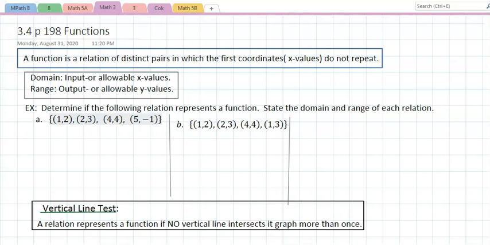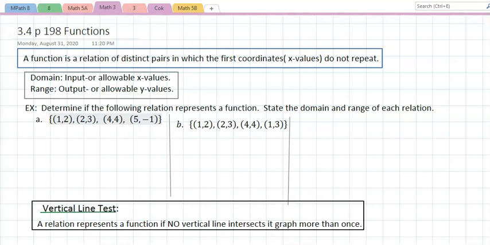Section 3.4 is on page 198. It talks about a function or functions. A function is a relation of distinct pairs, meaning different points, in which the first coordinate, the x value, does not repeat.